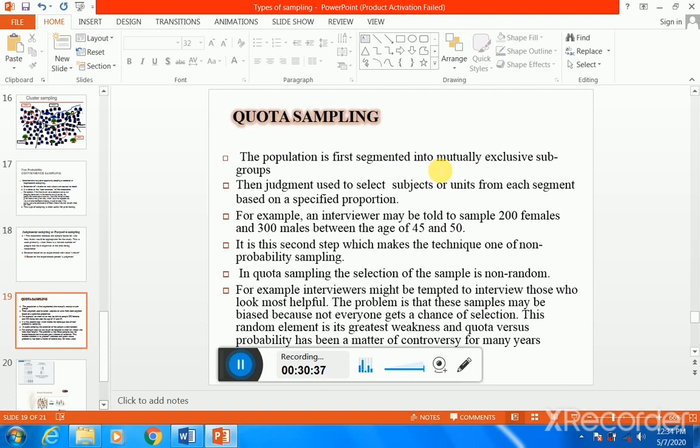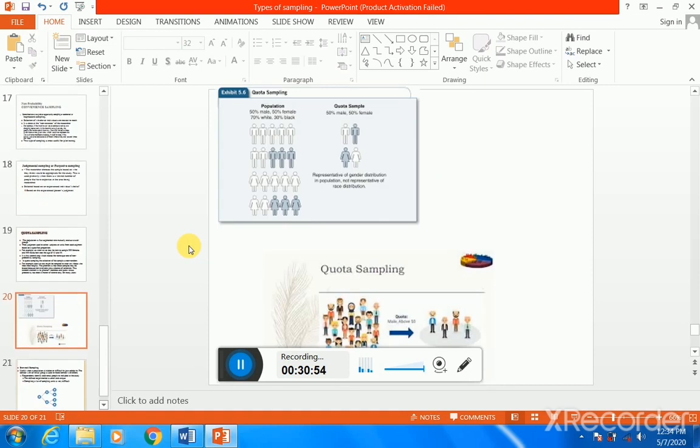And then, according to those groups, we have to restrict our sampling, and that restriction is simply known as quota sampling. For example, I have 200 females and 300 males. Now I have to restrict to between the age of 45 and 50. Simply stated, such sampling is known as quota sampling. I have mentioned some examples here, which will make your idea more clear.